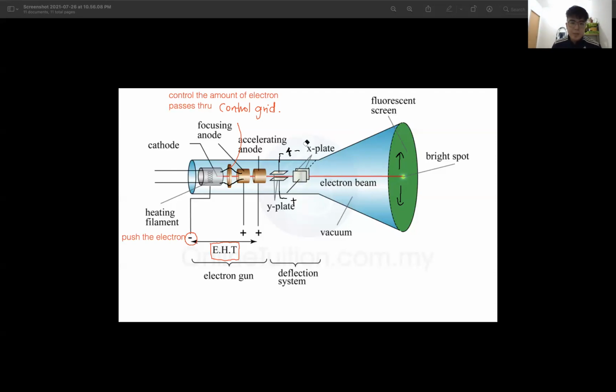Okay, same with the X plate. X plate is controlling the horizontal displacement, the x-axis. OK 啊，所以你看到的那个 dot 啊，上下是 controlled by Y plate，左右是 controlled by X plate。OK，所以你的 Y plate 跟 X plate 都是有 connect 去 potential 的，有 connect 去 circuit 的，因为它要 deflect the electron beam. So basically, this is the CRO and the working principle, how it works inside.